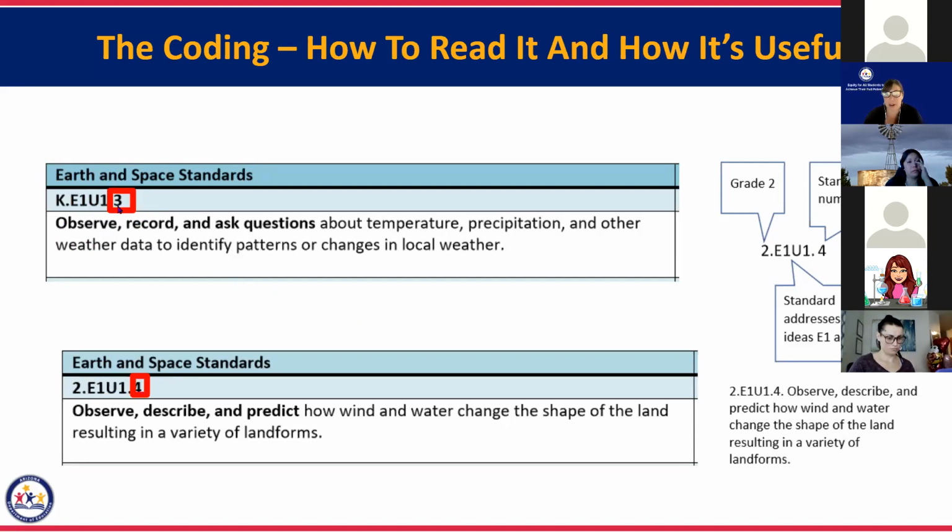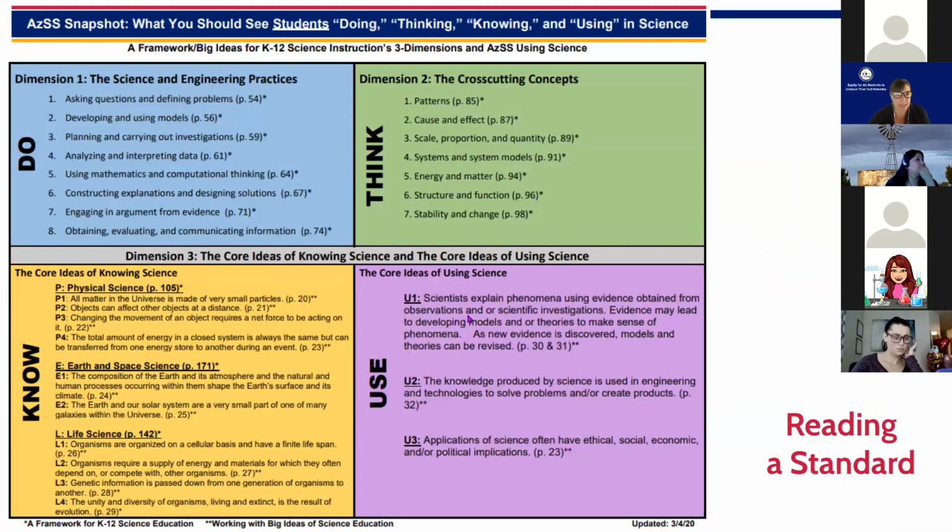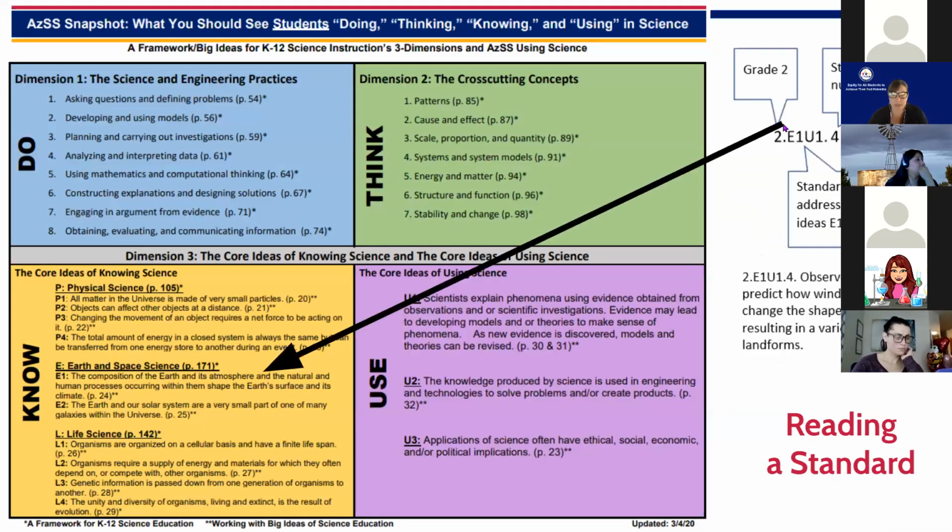So this is kindergarten standard 3. This is second grade standard number 4. It's just a way to identify the standard by number. And then we're just going to show you a little bit more. So E1 would come right from here. That's the big idea it relates to. And then U1 would come from right here. Just wanted to break that down for you so you know how to use this document to start you off.